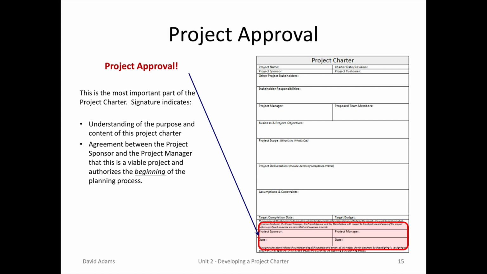And the most important part of this project charter template is the project approval. This is your license to start the project. The project sponsor, along with the project manager, both agree that this is the starting point of a project. You really don't know what will end up until further along the project planning, but it's an agreement that this project is viable and authorizes the beginning of the planning process.